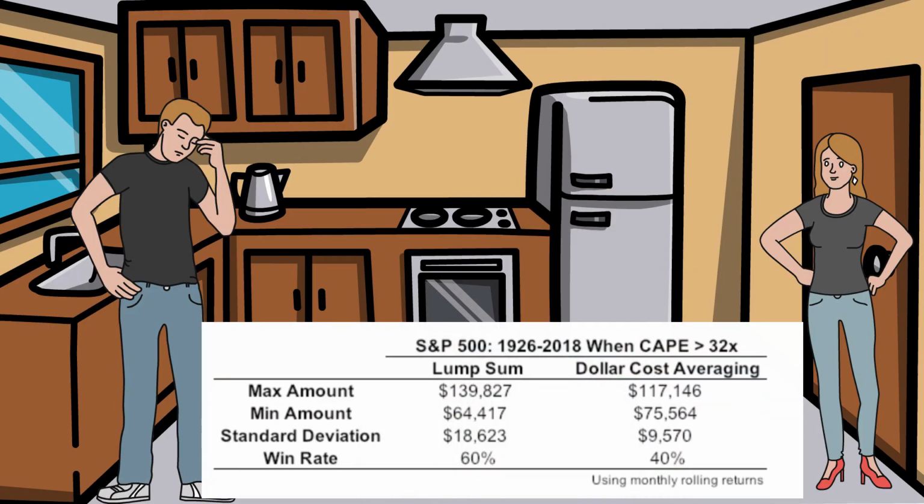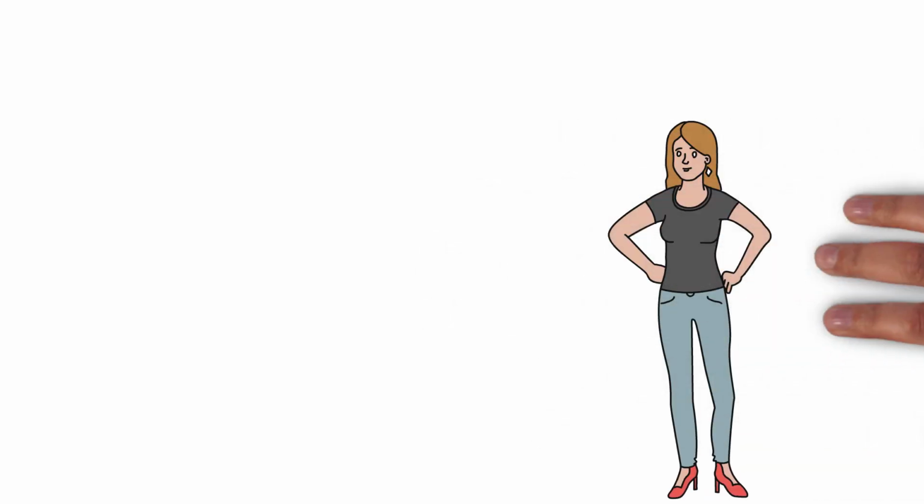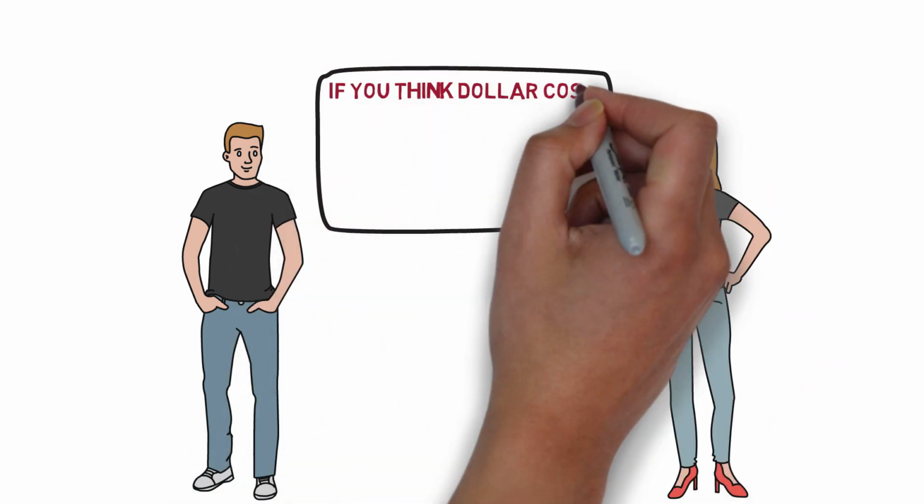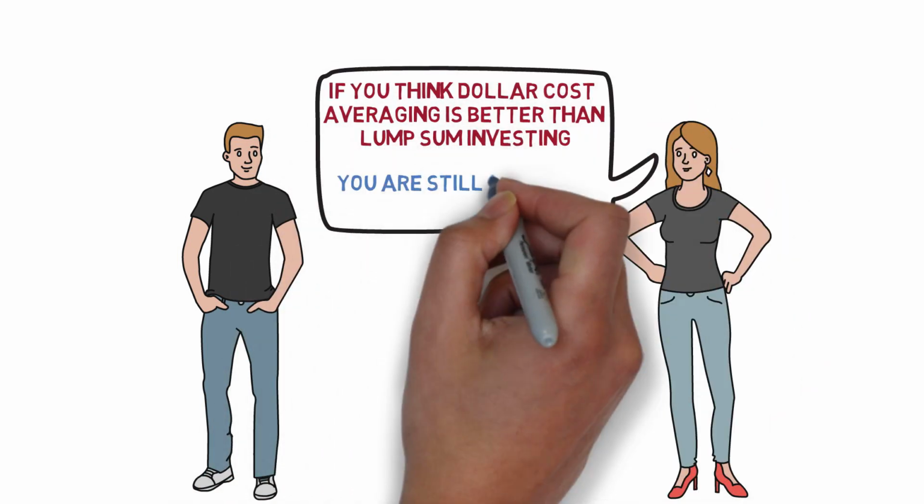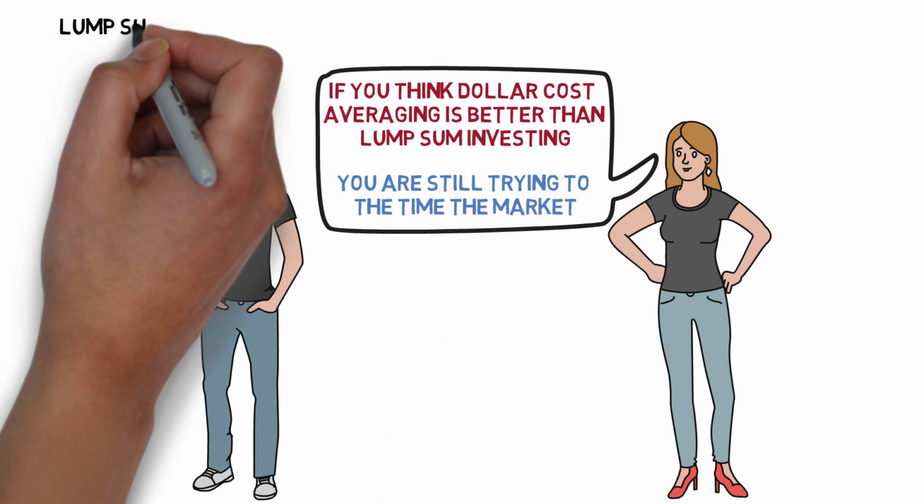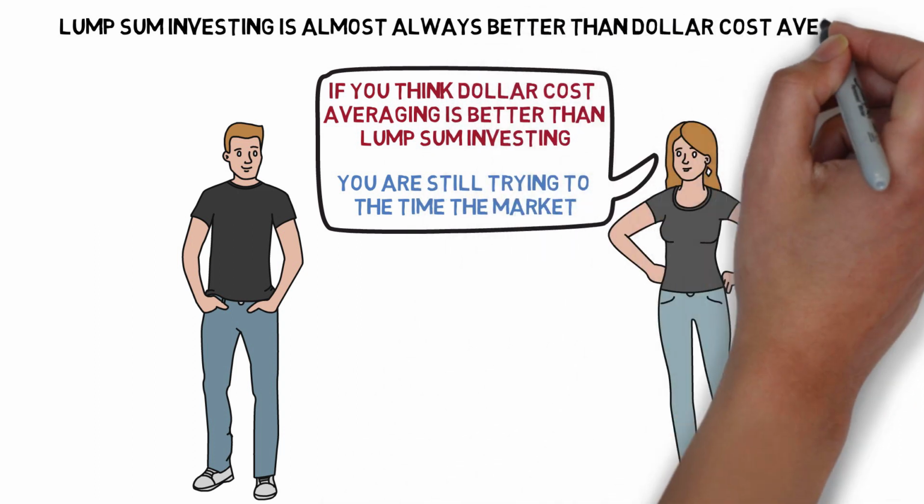Ever the astute investor, Maggie breaks down some numbers for Ben. If they had both used their strategies with $100,000 beginning in any month between 1926 and 2018 in which this ratio was above a 32, lump sum investing still would have won 60% of the time. People often employ dollar cost averaging because they know they can't time the market. Ironically, if you think dollar cost averaging is better than lump sum investing, you are still trying to time the market. As demonstrated in the research in this video, lump sum investing is almost always better than dollar cost averaging.